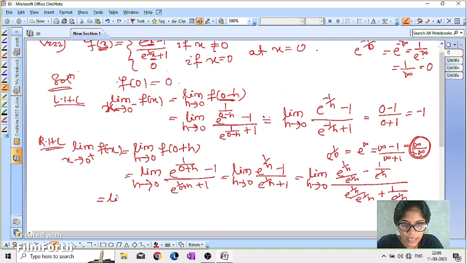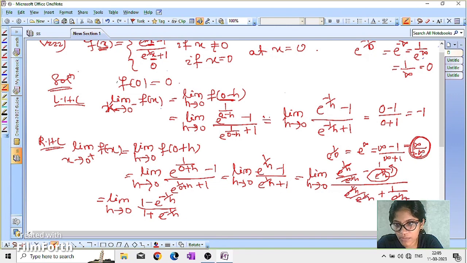Which is equal to limit h tends to 0 of 1 minus e to the power minus 1 by h, divided by 1 plus e to the power minus 1 by h. Cancelling e to the power 1 by h, the upper part remains 1 minus e to the power minus infinity, divided by 1 plus e to the power minus infinity, which equals 1 minus 0 by 1 plus 0, which equals 1.